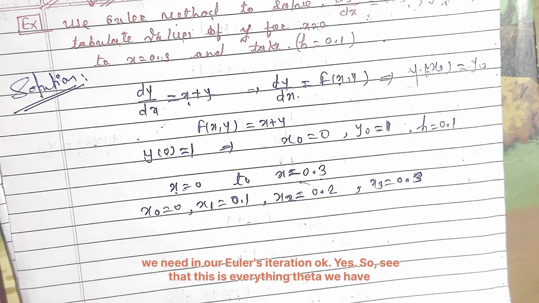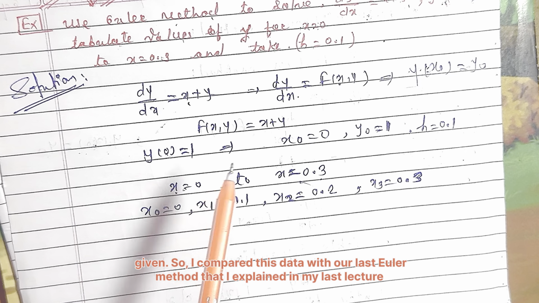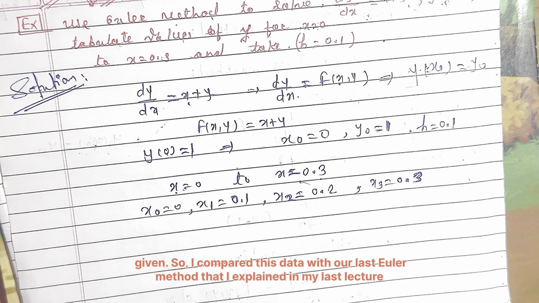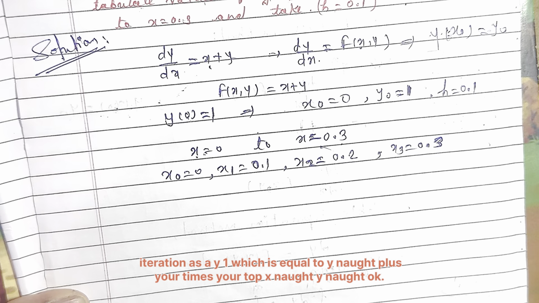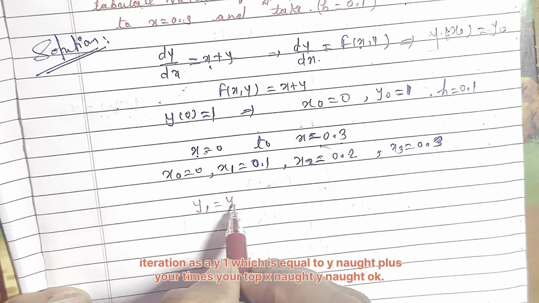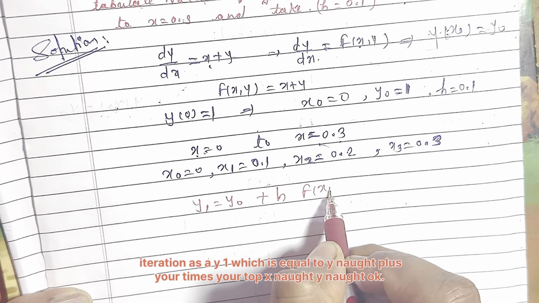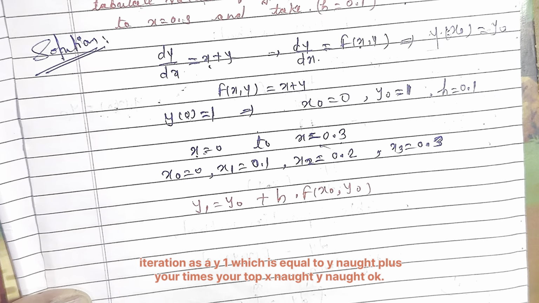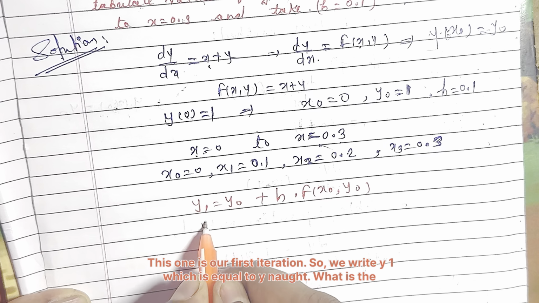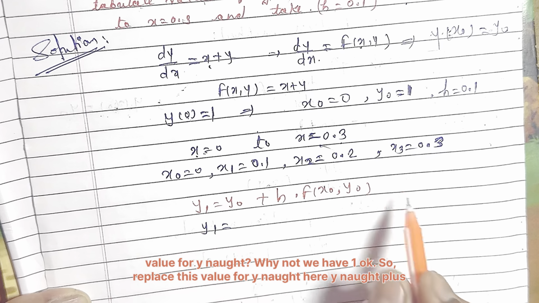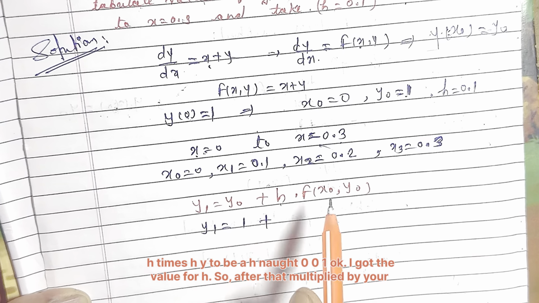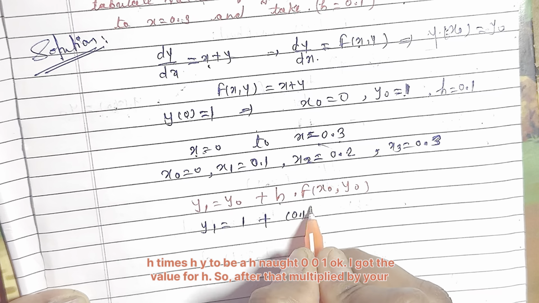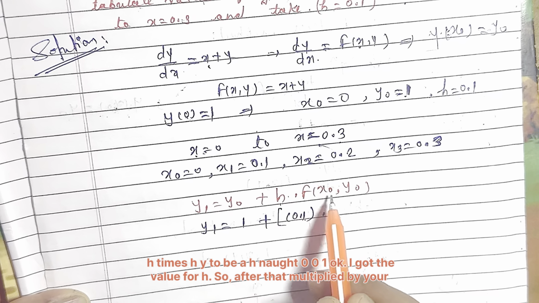So this is all the data we have been given, and I compared it with the Euler method that I explained in my last lecture. Let's start our first iteration. We take the first iteration as y1 equal to y naught plus h times f of x naught, y naught. So we write y1 equal to y naught, and y naught is 1. Then plus h, which is 0.1, multiplied by f of x naught, y naught.